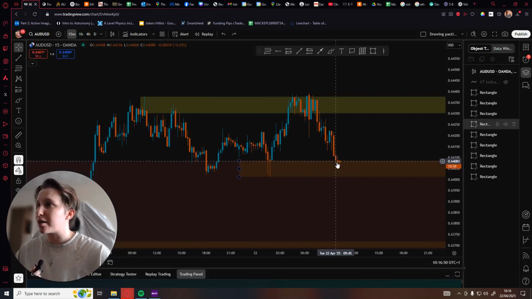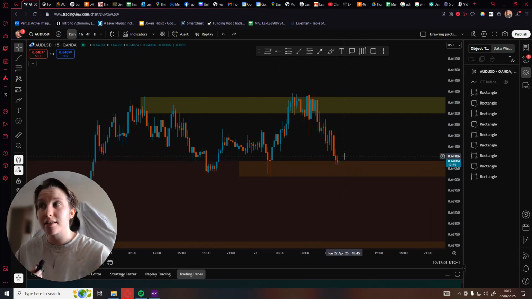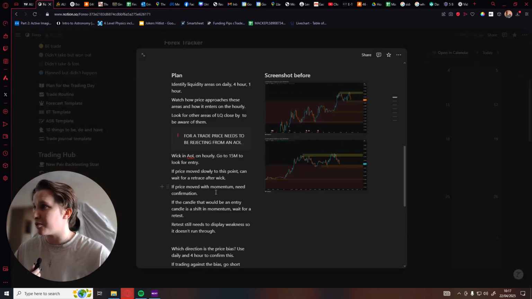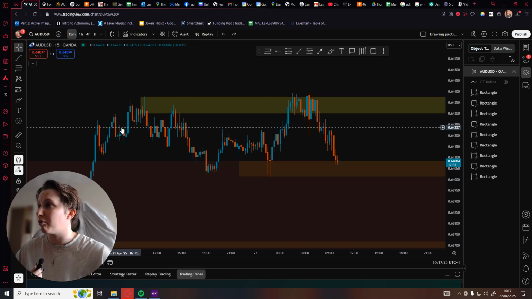It's starting to shape up as price is slowing down. But at the moment, because of the shift down, as we saw on the hourly, I don't want to jump into anything just yet. I need to see price really slow in this area and then reject, but it's starting to do so. It's starting to shape up, but we're not quite there yet. If price moves with momentum, which it has done, we need confirmation. If the candle is a shift in momentum, wait for a retest. So that's going through again what I just said about how price will sometimes create these areas of liquidity by shifting down, come back and retest them, and then move on from there.